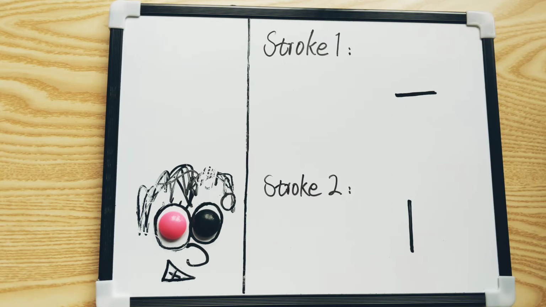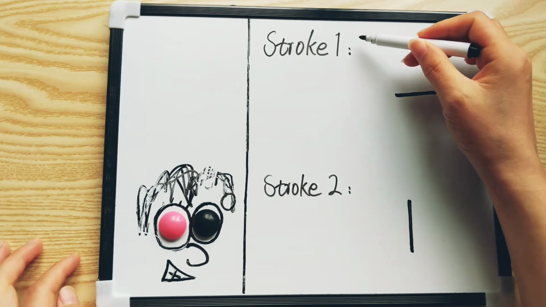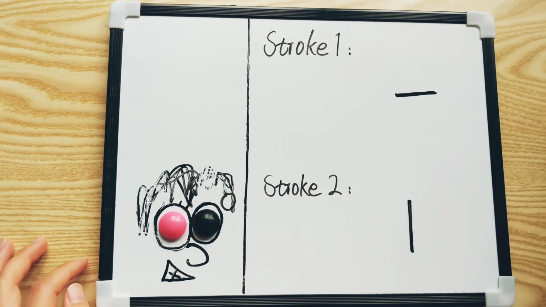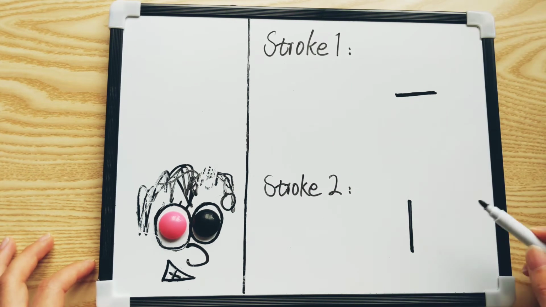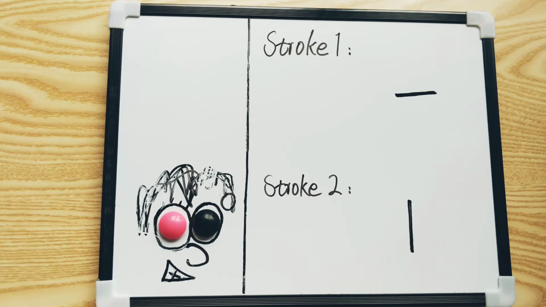And today we're going to learn the first 2 basic strokes. As you can see here, stroke 1, which is a horizontal line, and stroke 2, a vertical line. That's all you need to know. Now I'm going to show you what kind of characters you can write with these 2 strokes, either together or on its own. Alright, first of all, let me ask you a question.